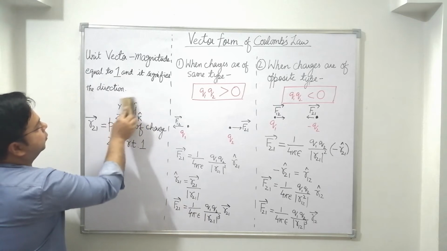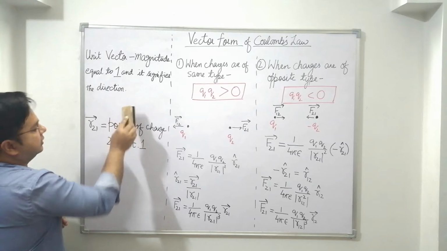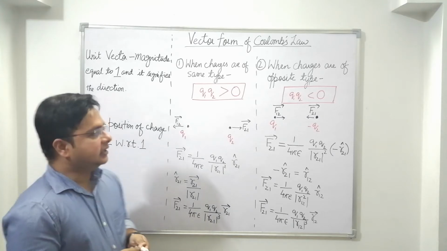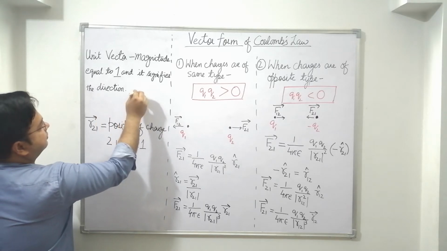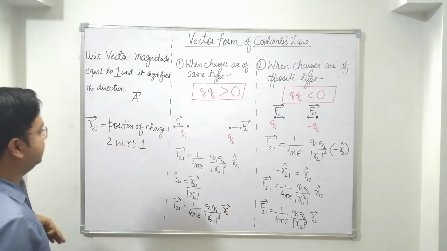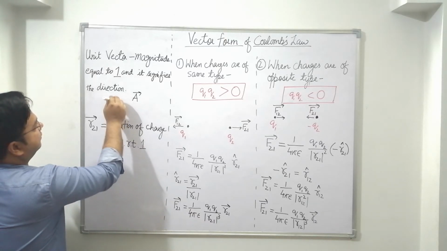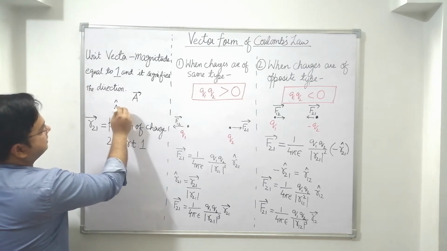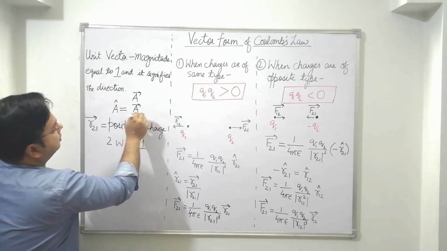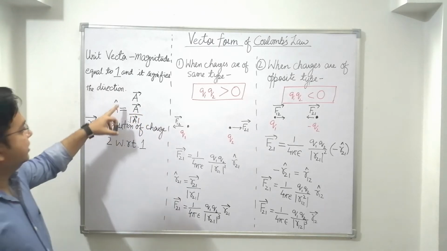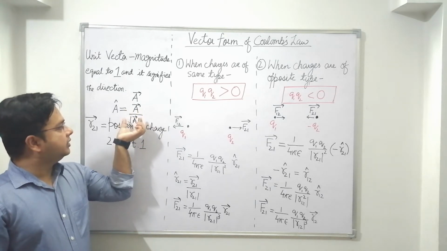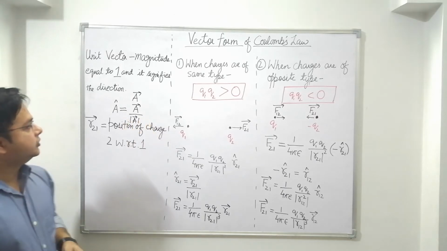But suppose we are given a vector and we are asked to find the direction of a vector which is already known. Suppose we are given vector A and we have to express a unit vector in the direction of A. Then the unit vector in the direction of A will be represented by A cap, which will be written as vector A divided by its magnitude. You can make a note of this: a unit vector in the direction of a particular given vector is always equal to the vector divided by its magnitude.